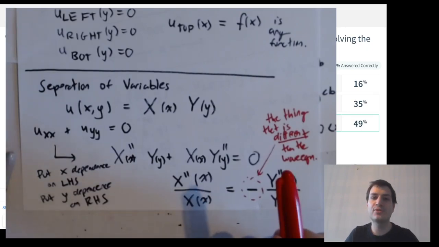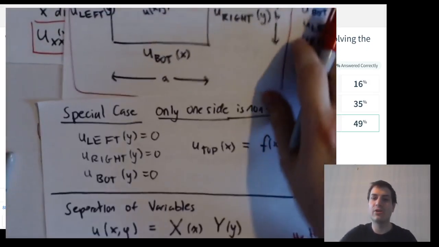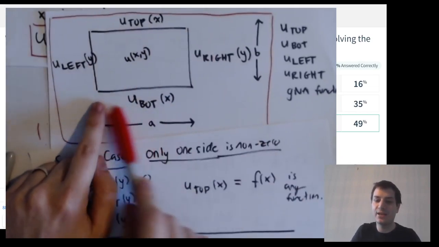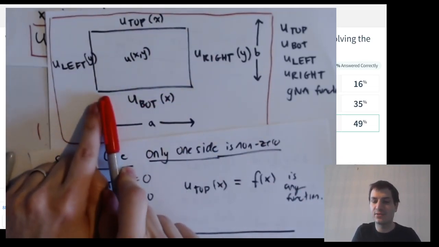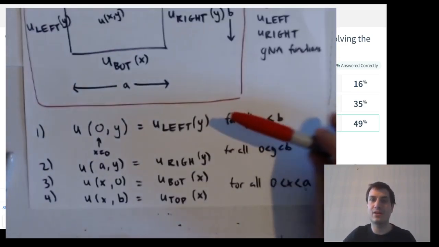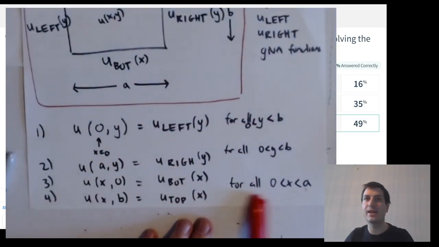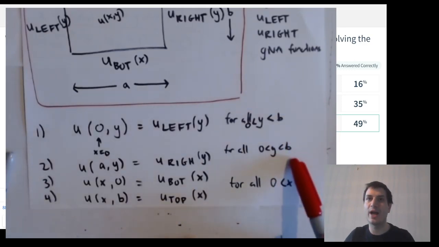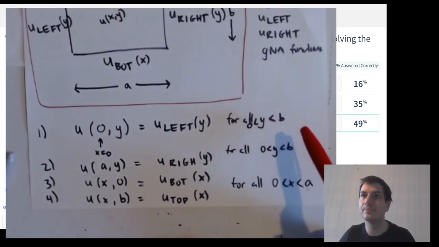Are we talking about the corners or the edges? We're talking about the edges. So you have functions on each side. So u bottom of x is a function of x. So you can plug in any x value between 0 and a. You can plug in x values between 0 and a. You can plug in y values between 0 and b.